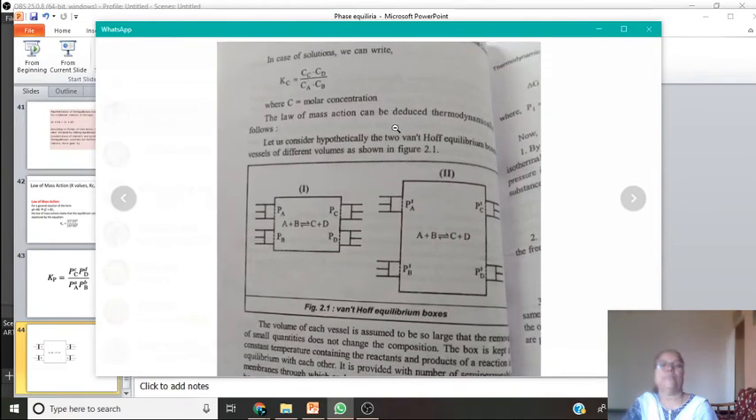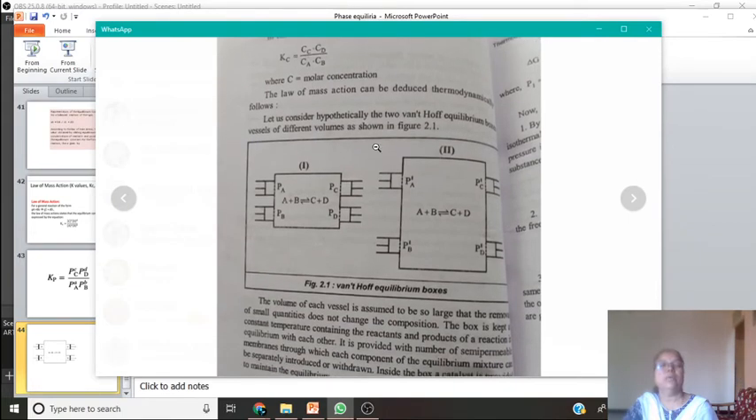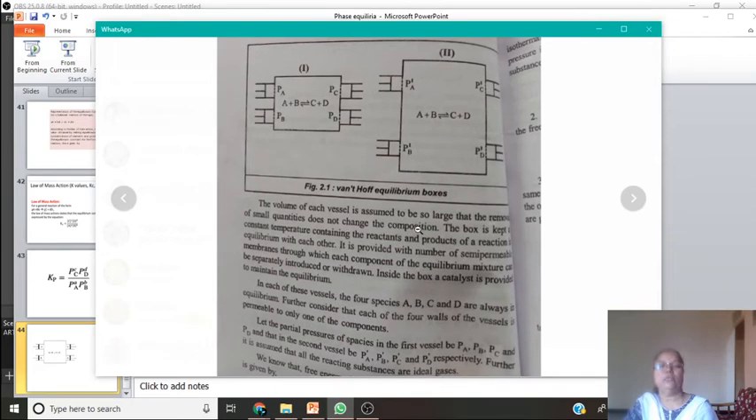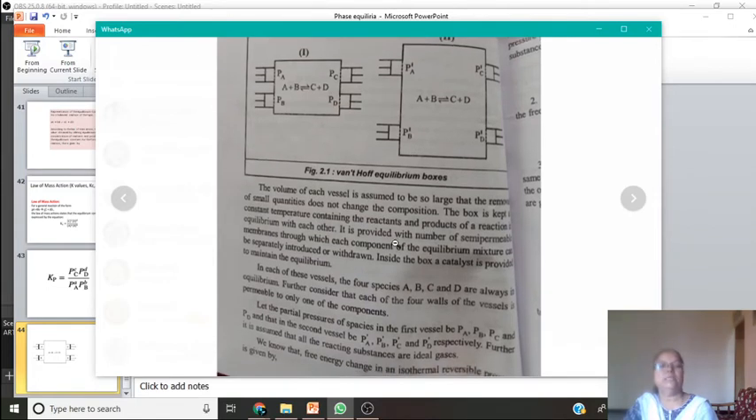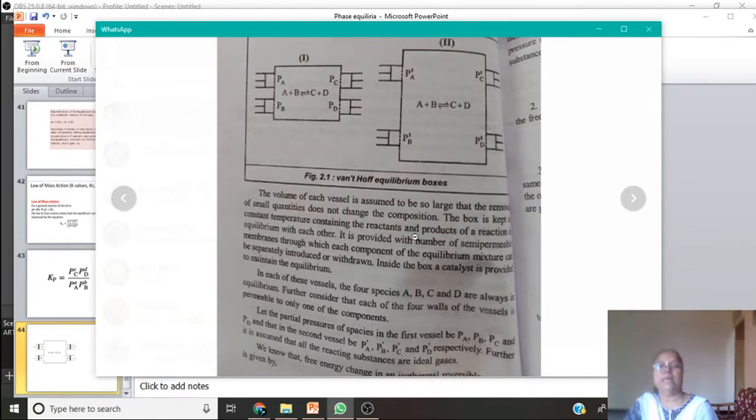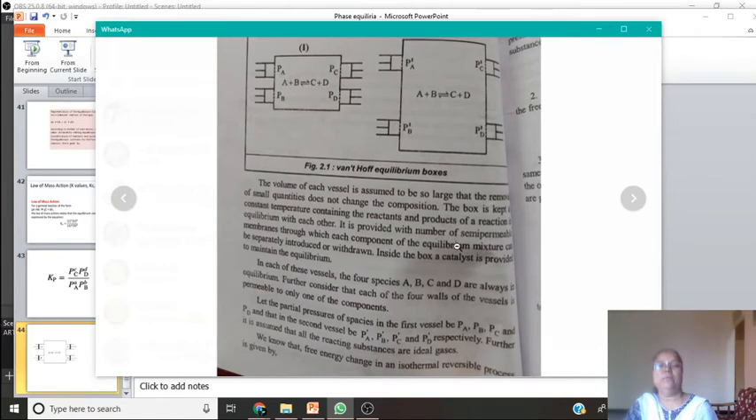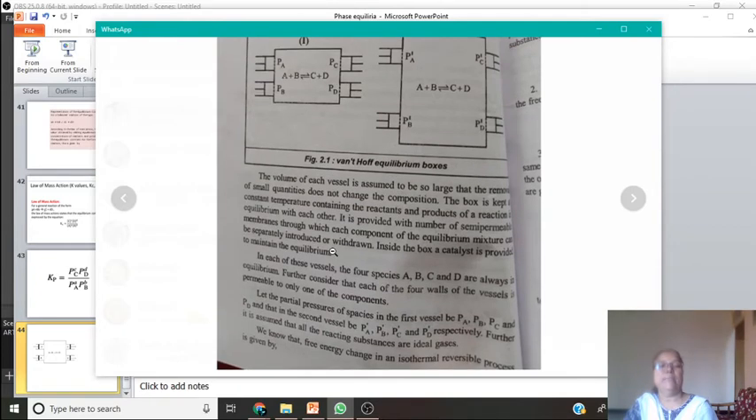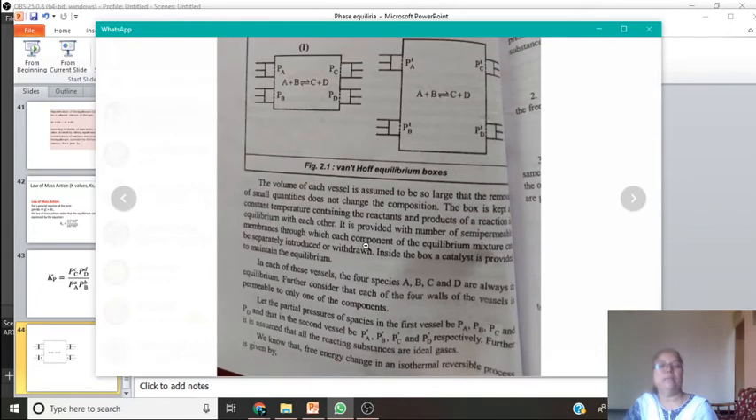Here, the law of mass action can be deduced thermodynamically as follows. Let us consider hypothetically two van't Hoff equilibrium boxes or vessels of different volumes, as shown here. The volume of each vessel is assumed to be so large that the removal of small quantities does not change the composition. The box is kept at a constant temperature. The reactants and products of the reaction are in equilibrium with each other, and the box is provided with a number of semi-permeable membranes through which each component of the equilibrium mixture can be separately introduced or withdrawn. Inside the box, a catalyst is provided to maintain the equilibrium.